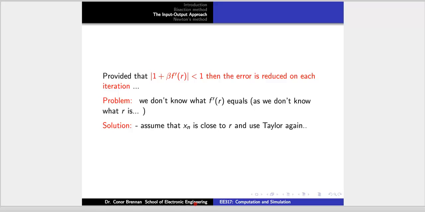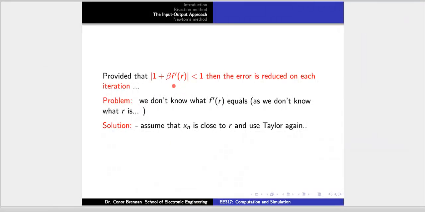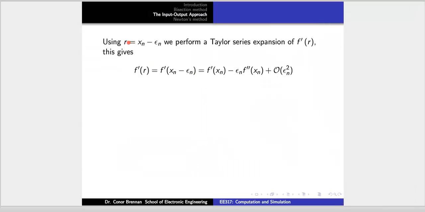So what else can we do? What we can do is assume that epsilon n is small. In other words, we're pretty close to where we want to be. And we apply Taylor series again. Let's take f dash of r. We don't know what f dash of r is, but let's try and approximate it. Well, we know that r is equal to our previous guess minus the error, because we defined x n as being r plus epsilon n, so r is equal to this. So we don't know f dash of r, but we can write it as f dash of the previous guess minus the previous error. And we can expand that with a Taylor expansion.